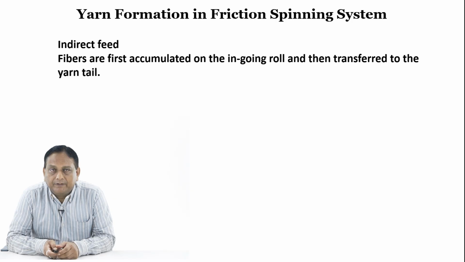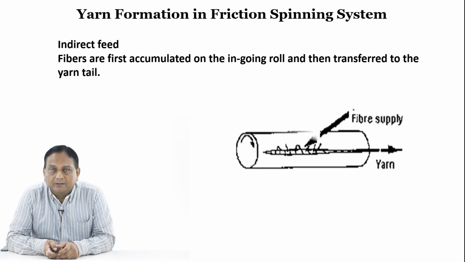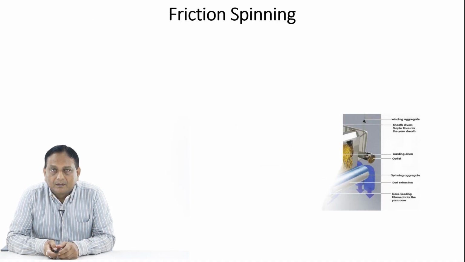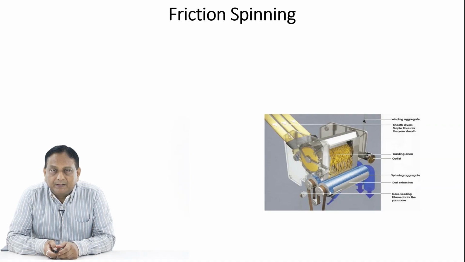Now what is indirect feed? Here fibers are first accumulated on the ingoing roller and then transferred to the yarn tail. So this is the indirect feed system in friction spinning. Now more about friction spinning, as can be shown in this photograph.